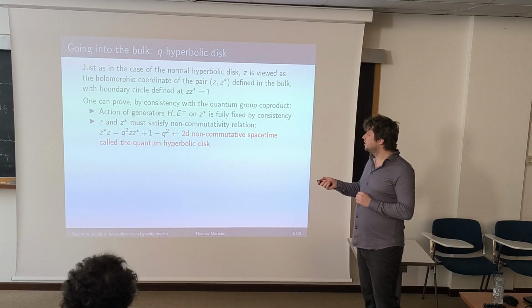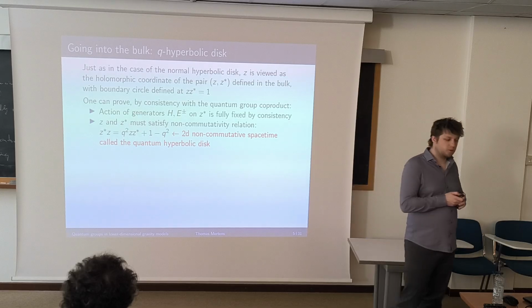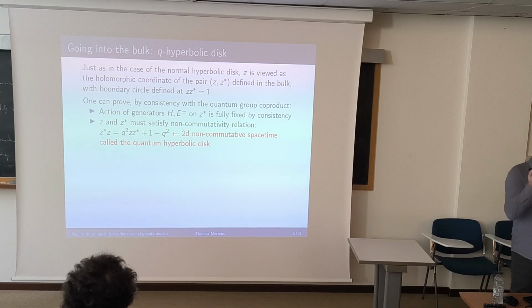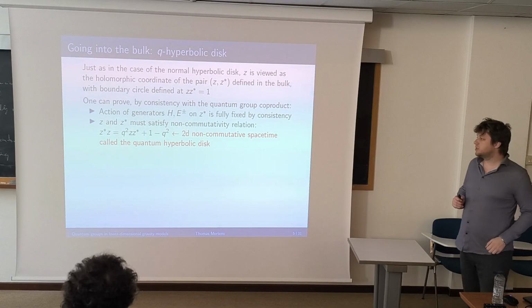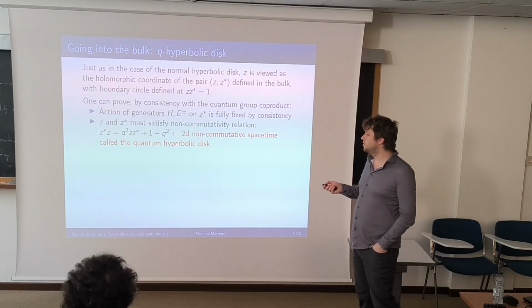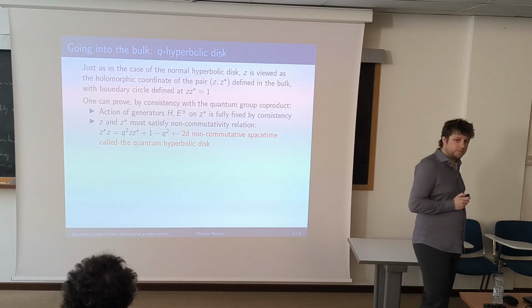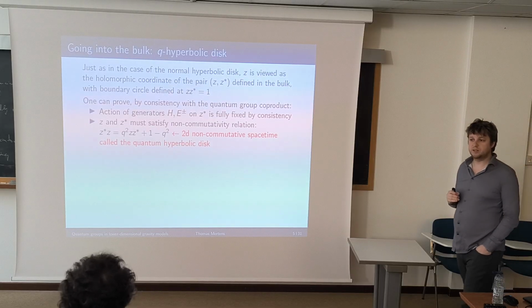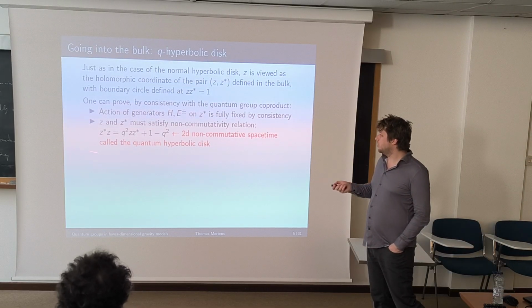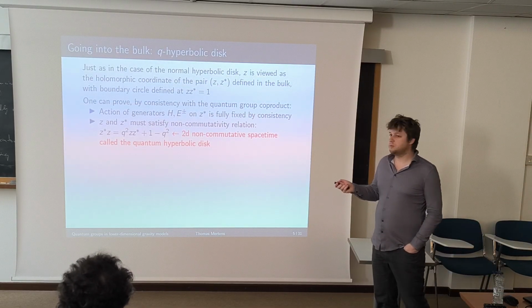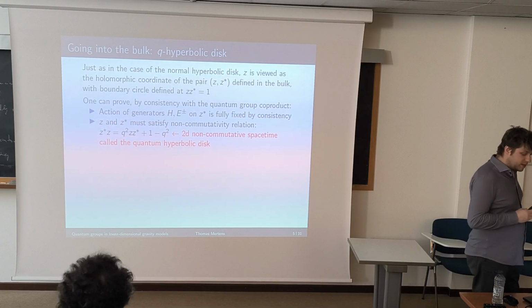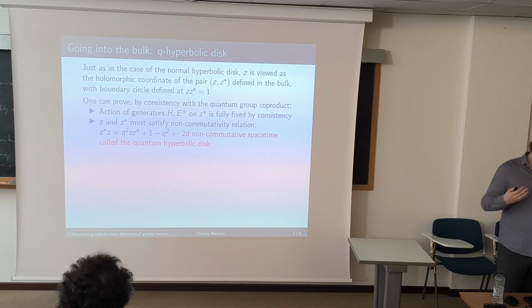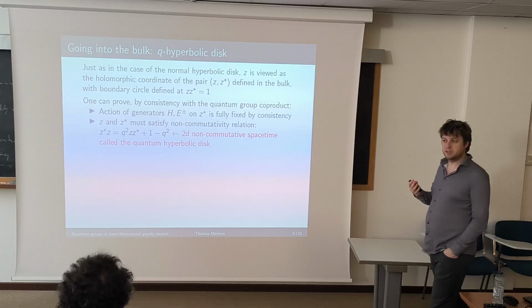And moreover, the Z coordinate and this Z star coordinate that I use to parameterize my bulk must be non-commutative, and they must be non-commutative in this specific way. You can fully get this relation just from the structure of the boundary and this quantum group symmetry structure. Now, a 2D space parameterized by this non-commutative structure is a known space, a 2D non-commutative space-time called the quantum hyperbolic disk.